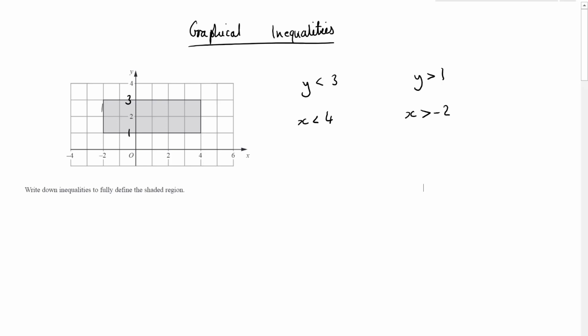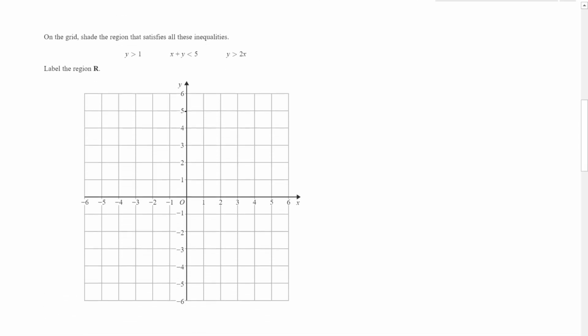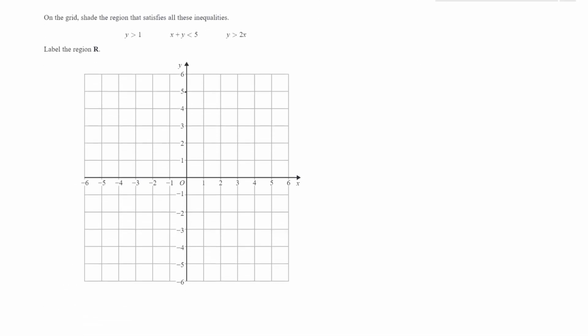Okay, and so now let's go on to a slightly more difficult question here. So on the grid, shade the region that satisfies all these inequalities. So we've said in order to solve questions like this, we want to first plot these as if they were equations. So we want to plot this as if it was y is equal to 1. This one we're going to have to rearrange slightly because we always want it to be y equals something. So we're going to move this x to this side, and we're going to plot y is equal to 5 minus x. And we'll see what that looks like in a second. And this we're going to plot y is equal to 2x.